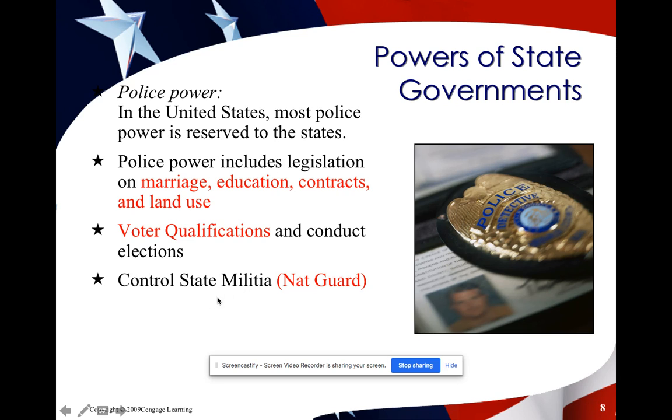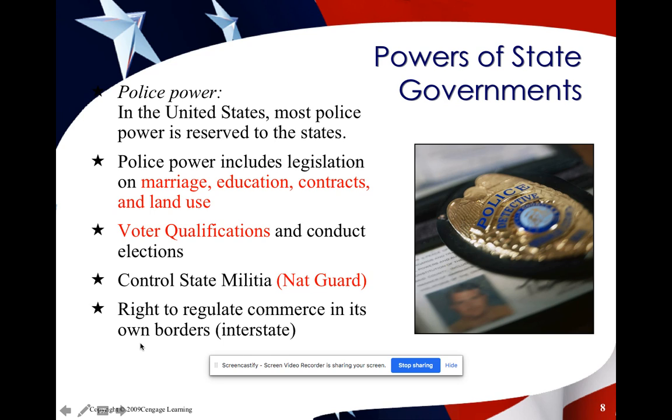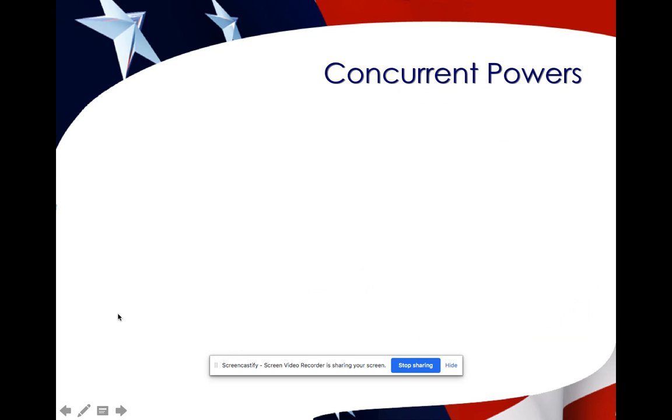The National Guard is controlled by the state government. It's what the state militia was termed when the Constitution was written. And they have the right to regulate commerce that's called intrastate. This is a typo here. Regulate commerce in its own borders. That should say intrastate. Interstate is between two or more states. Okay. And the big one is making state laws. All your state laws are obviously made here by the state of New Jersey, your legislative bodies here, the Assembly and the State Senate, and the governor.